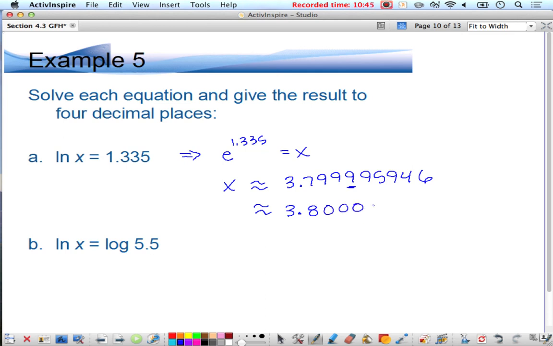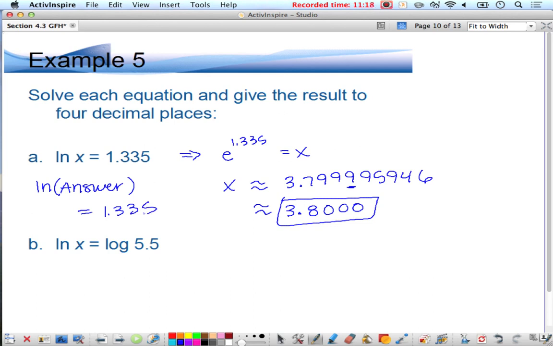Make sense? Okay. And then how can we check it, you guys? We could take the natural log of 3.8 and see if it equals approximately 1.335. So I could plug it back in, say the natural log of my answer. Let's see what I get. Natural log of my answer is 1.335. So we can check it. That's good news, right?